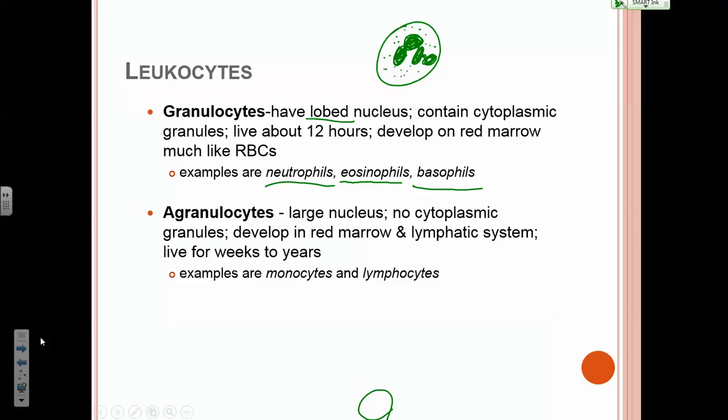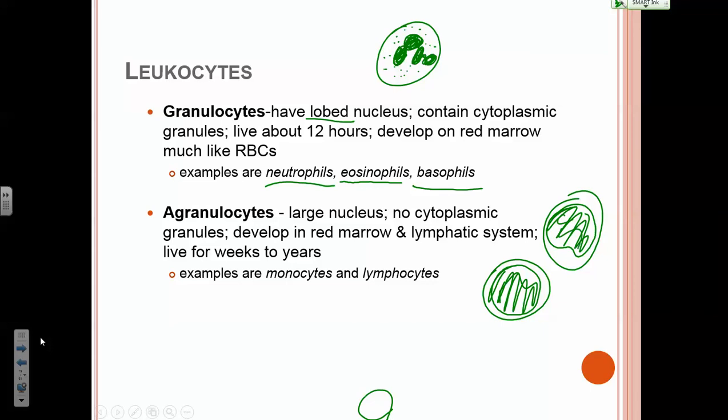All right, then your agranulocytes don't have cytoplasmic granules, and their nucleus takes up a big bulk of the area inside the cell. Some of them, the nucleus is humongous, and it has very little cytoplasm. Some of them, the nucleus is maybe kind of bean-shaped, or it may look a little bit bilobed. Some of these live just a very short time. Some of these live years and years and years.